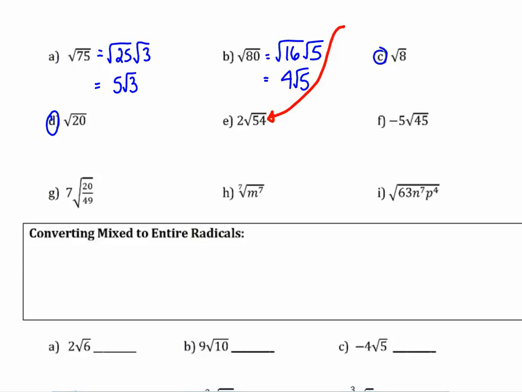You done? Yeah. 8. What's the largest perfect square that goes into 8? We can write it as root 4 times root 2. What's the square root of 4? 2. Good. Hey, do you remember how to check your work?